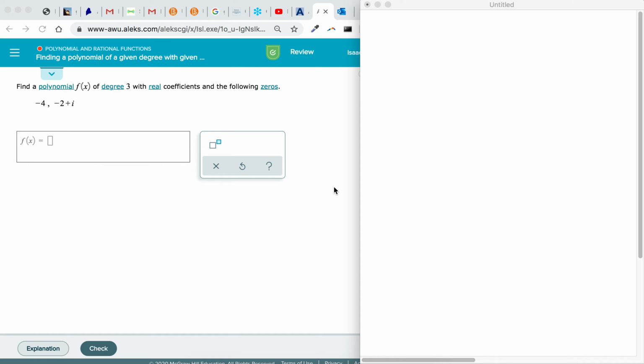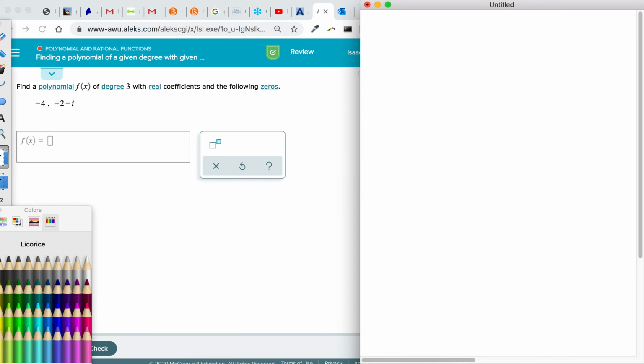Finding a polynomial of a given degree with given, I think it's complex roots. So there's a theorem that basically says if you're trying to construct a polynomial with real coefficients, if you have a complex 0, like -2 plus i, complex because it has an imaginary number, then for there to be real coefficients, the conjugate also has to be a 0. So it's like we've got a hidden 0 here.